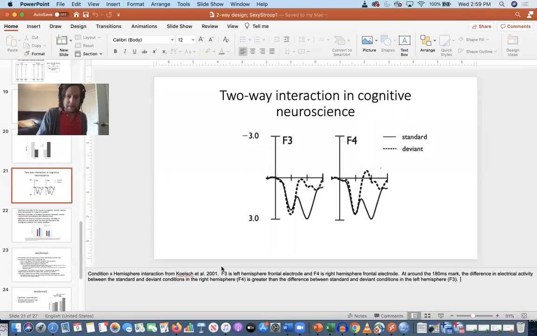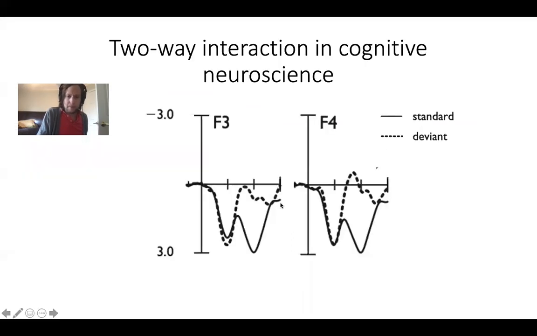I've copied and pasted some summaries of how these results were described in the results section of this study, Kolsch et al. 2001. You can read about that on your own if you want, but the basic idea is there's an interaction here. Interactions on ERP data are a little bit more complicated to look at, and I'll teach you more about how to read these later on, but I'll give you an example of one right here.